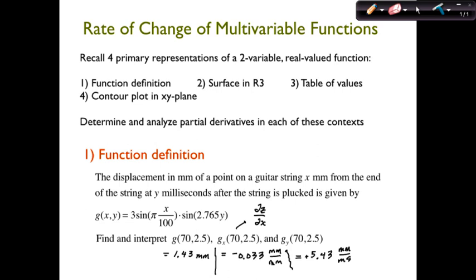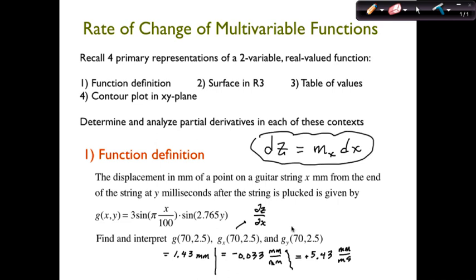The key to it is dy equals m dx. Or in this case, dz equals mx dx. That frames the meaning of that number. And then there are the other details: we're 2.5 milliseconds in, 70 millimeters down the string. We're going to make a change in distance down the string. The change in displacement of the string will be that rate of change times the change in distance down the string that we picked.